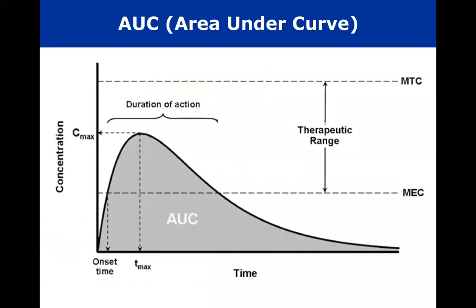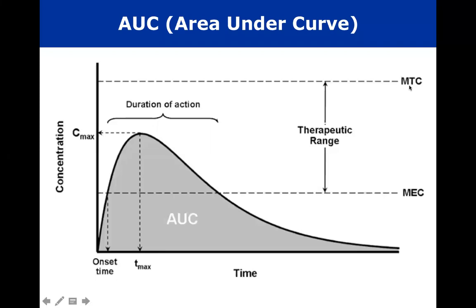Also, there is an important area we call the area under the curve. This is the curve. We represent the concentration of any drug here, and here the time. And from this area, we can conclude several important criteria regarding the effect and action of the drug. Here is the minimum effective concentration.